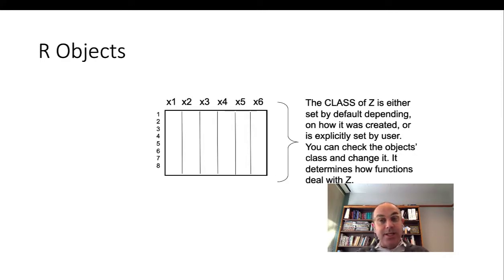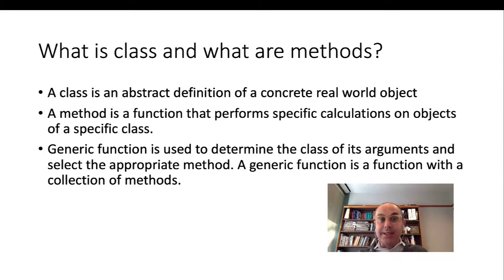The class of Z is either set by default, depending on how it was created, or explicitly by the user. You define it, and based on it, you define the class that you are using. So you can check the object class and change it if you are determined to do that. It determines how the function deals with Z, that is the object in this class, in this example.